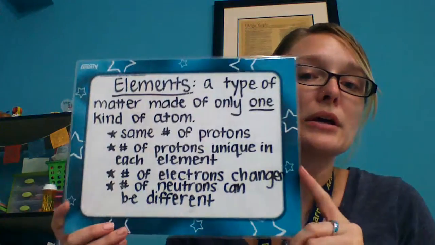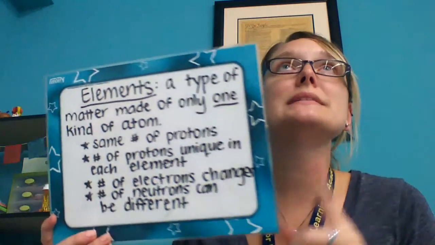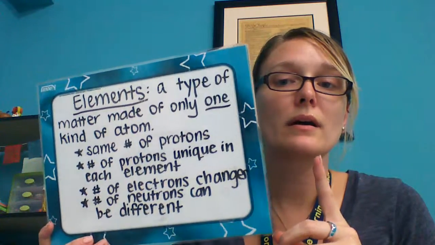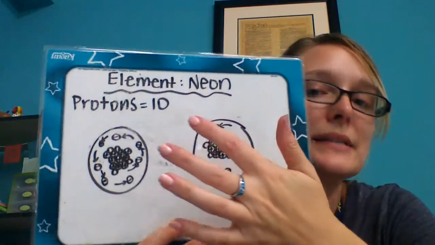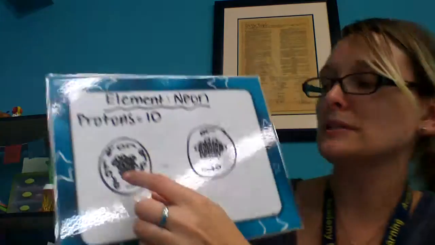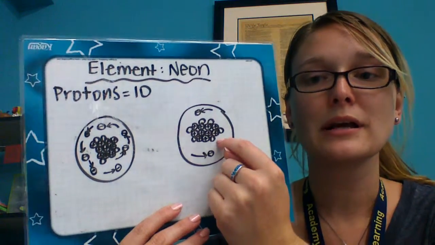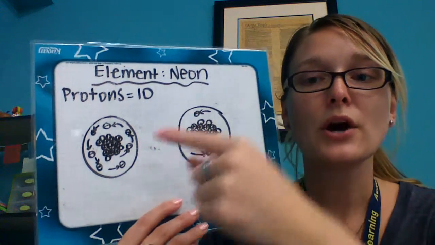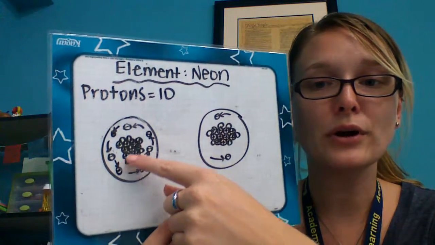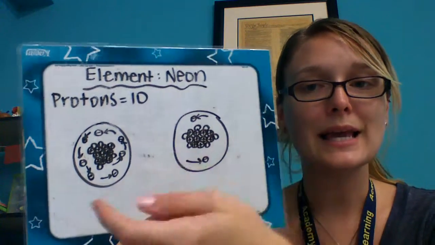Elements are the smallest particles, the smallest substance of matter. Let's look at one example. So neon is an element that has 10 protons. So you can see there are 10 protons here and 10 protons here. These are both neon. It doesn't matter that this one has more electrons or that this one has fewer neutrons. These are both the same element.